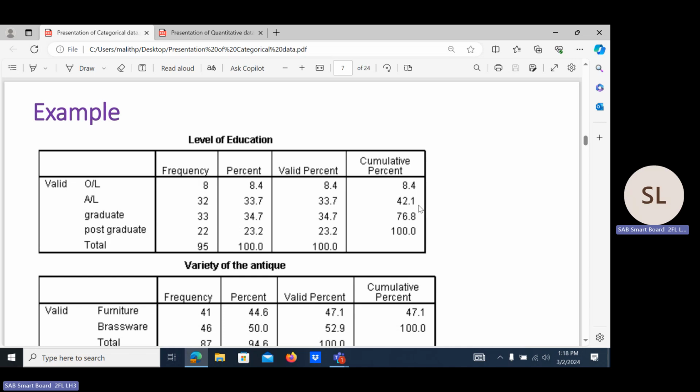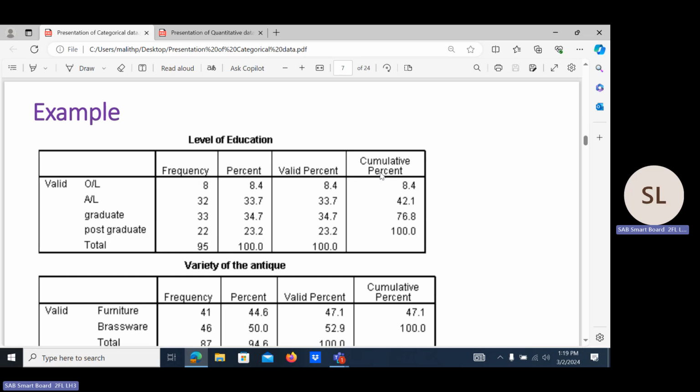The total values are there, no? Cumulative value. Understood? The 76.8 is the cumulative percentage value. It just means 76.8% of the total respondents studied O-level, A-level and were graduates. Understood? Cumulative percentage value. Okay, and then we want to take the tables.